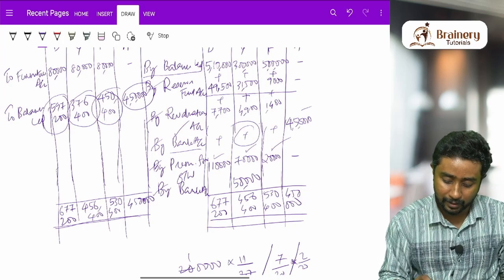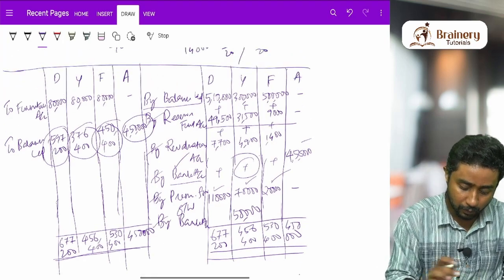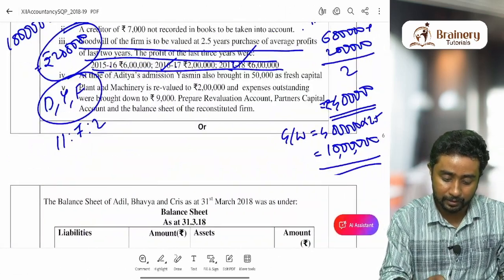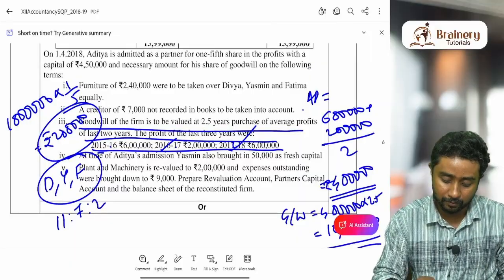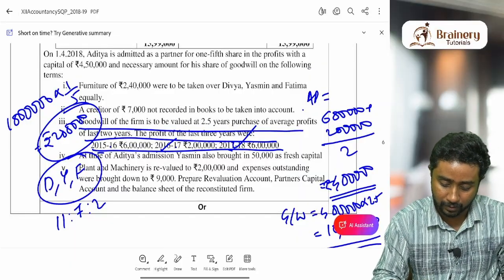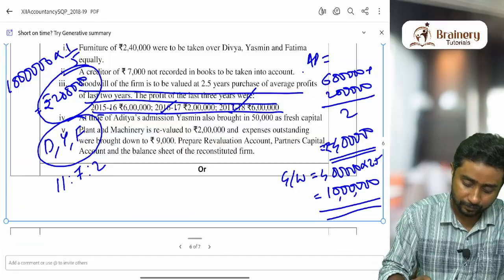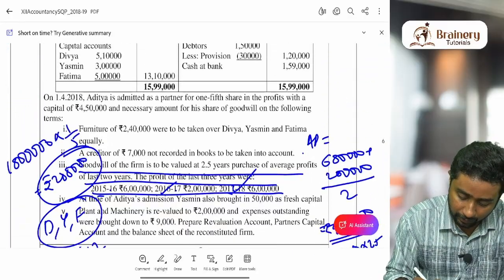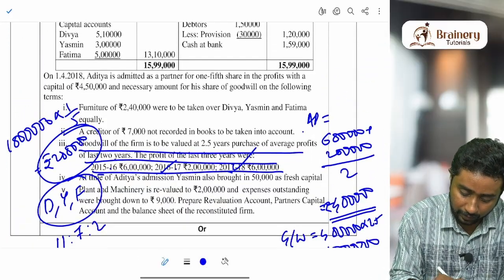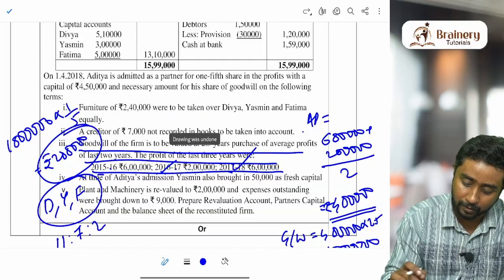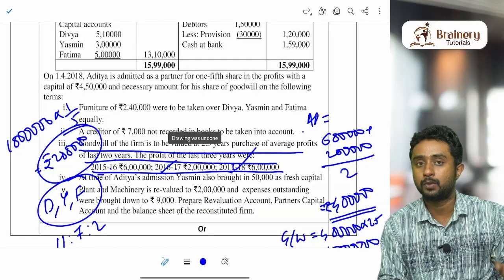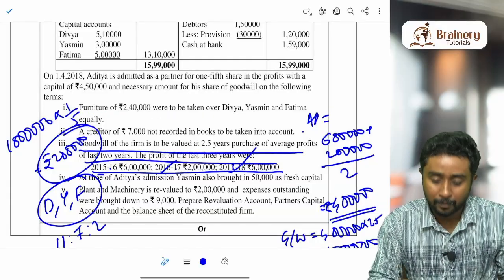Now as you can see here in the capital account, you can see furniture mentioned. What is that? When we were doing the revaluation account, we didn't consider one adjustment, right? What was that adjustment? The furniture of rupees 2,40,000 was to be taken over by Divya, Yasmin and Fatima. So 2,40,000 rupees of furniture the partners are taking.